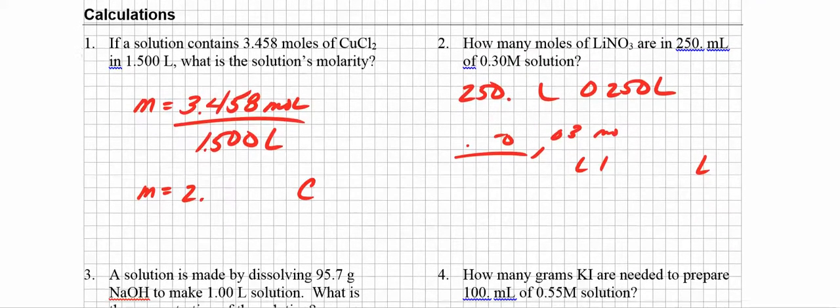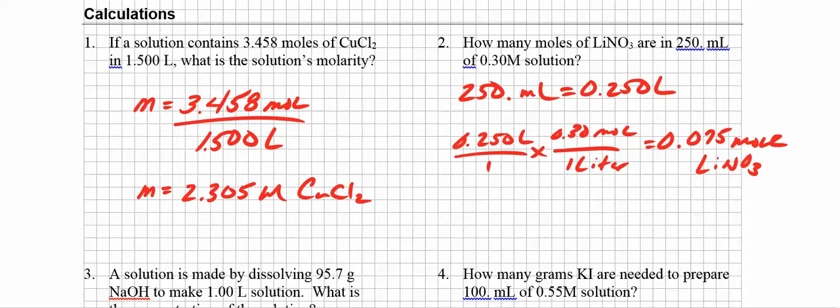Number one says this. It says if a solution contains 3.458 moles of copper 2 chloride in 1.500 liters, what is the solution's molarity? So we've talked about this molarity definition and said it's the number of moles of solute and the number of liters of solvent. When we divide those two things, we get the molarity. So in this case, they're giving me the number of moles of the solute, it's 3.458 moles, and they're giving me the number of liters of solvent. So we just divide those two.